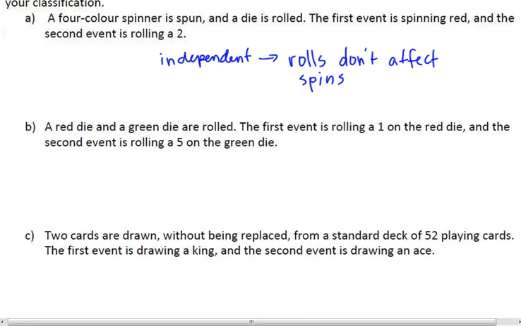Okay, a red die and a green die are rolled. The first event is rolling a 1 on the red, and the second event is rolling a 5 on the green. Independent or dependent? Do we agree? Who says independent? It's independent. 2 separate dice. Yeah. They're 2 separate dice.